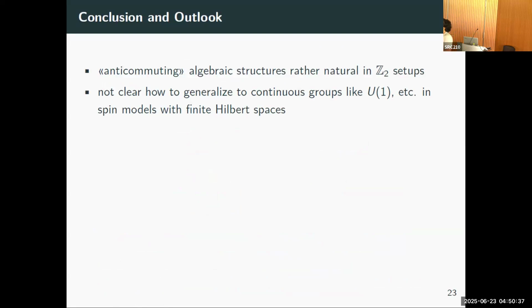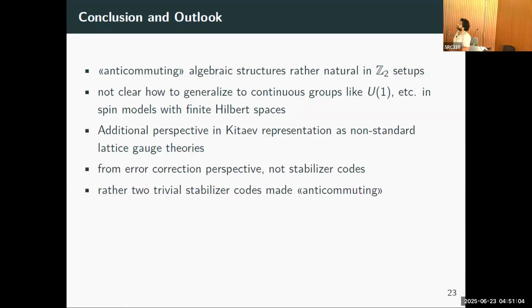So with that, I can conclude. I hope you felt that this thing was rather natural in some Z2 setups. It is not quite clear to me how to generalize this anti-commuting algebra to other continuous groups. I had a nice chat with Professor Zhu, and he could construct at least an infinite dimensional version, but with spin models. I don't know. I don't think it's quite natural.